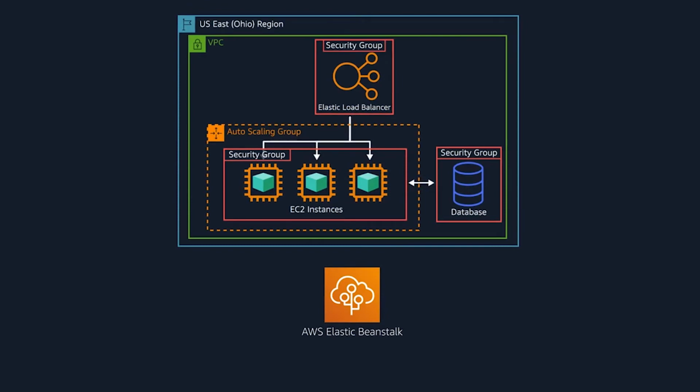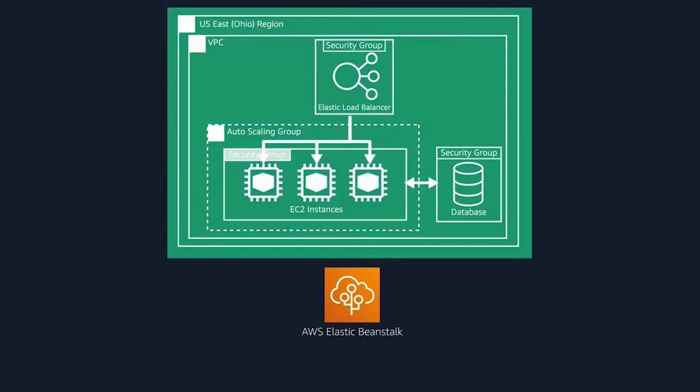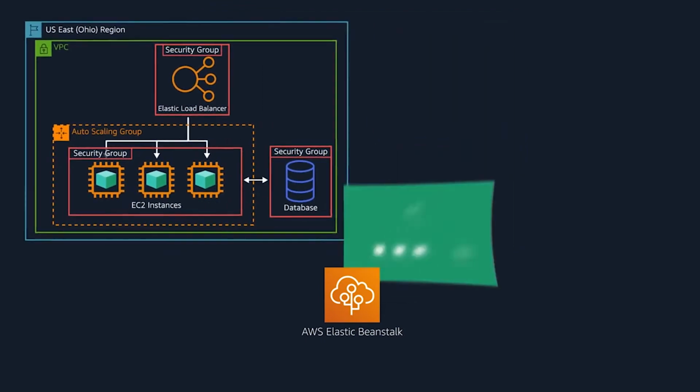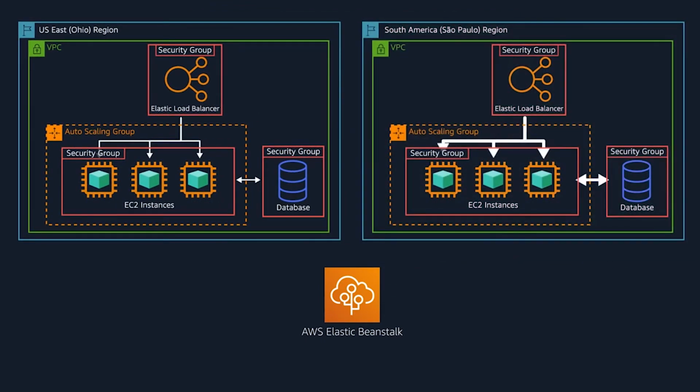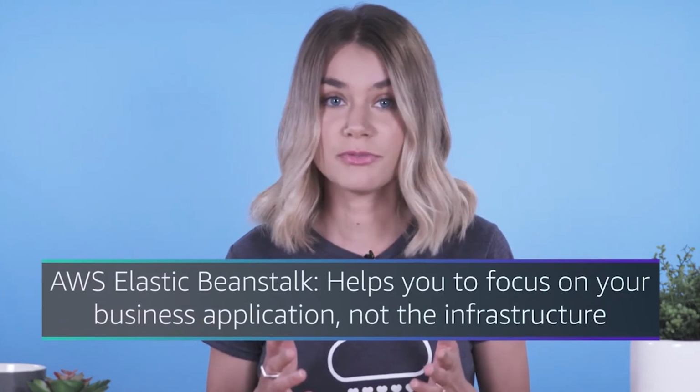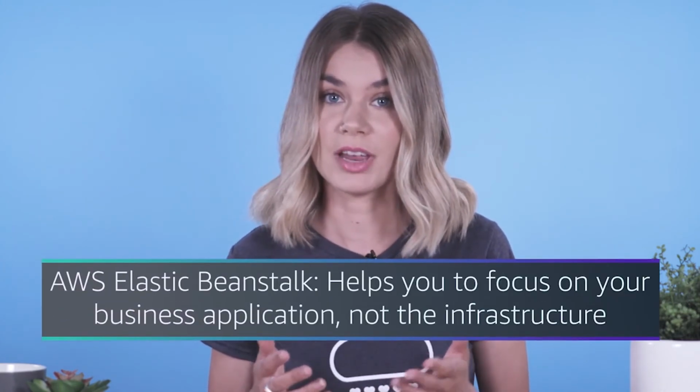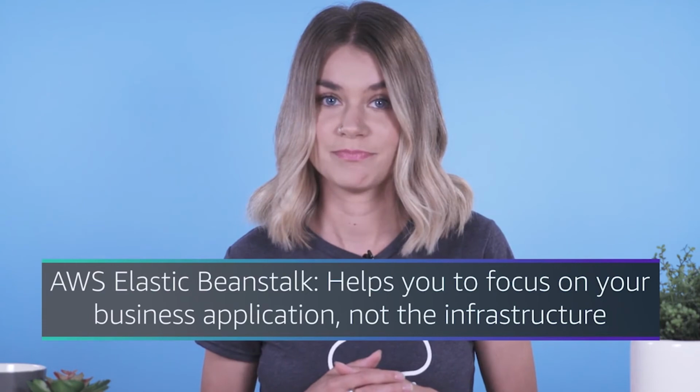AWS Elastic Beanstalk also makes it easy to save environment configurations, so they can be deployed again easily. AWS Elastic Beanstalk gives you the convenience of not having to provision and manage all of these pieces separately, while still giving you the visibility and control of the underlying resources. You get to focus on your business application, not the infrastructure.